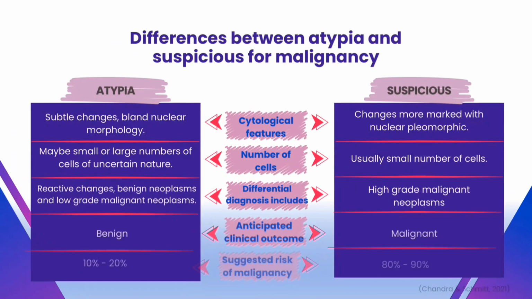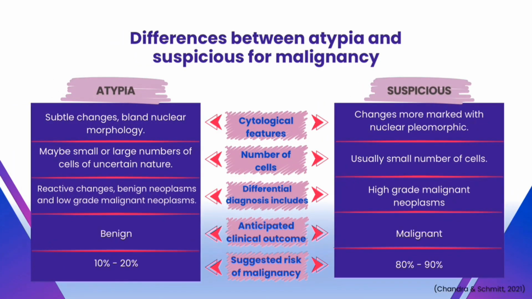As for the conclusion of our presentation, here is the difference between atypia and suspicious for malignancy published in the International System for Serous Fluid Cytopathology book. For cytological features, atypia has subtle changes and bland nuclear morphology, but suspicious has changes that are more marked with nuclear pleomorphism. For number of cells, suspicious usually has a small number of cells compared to atypia.